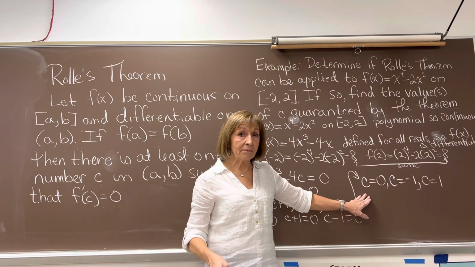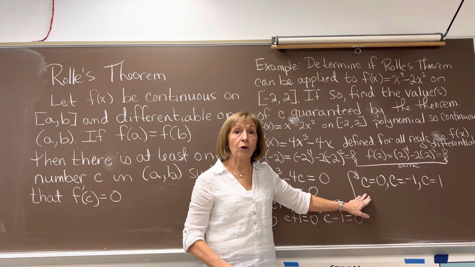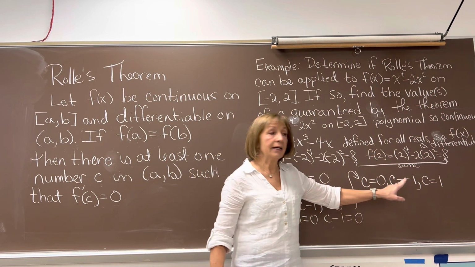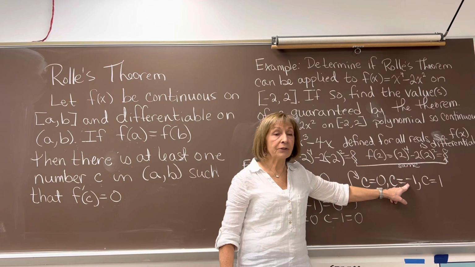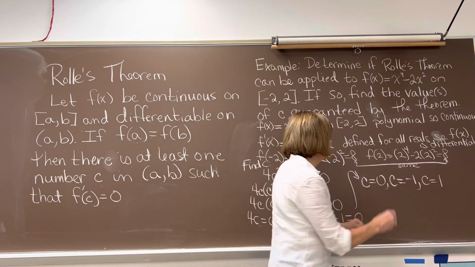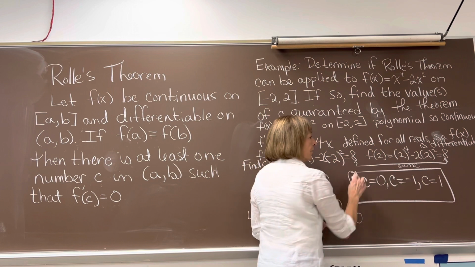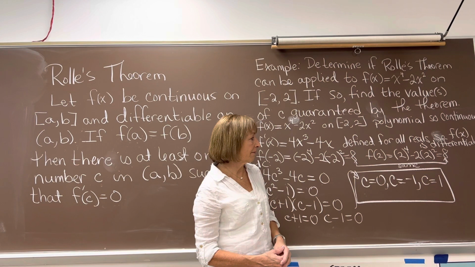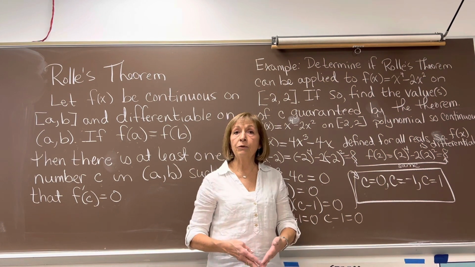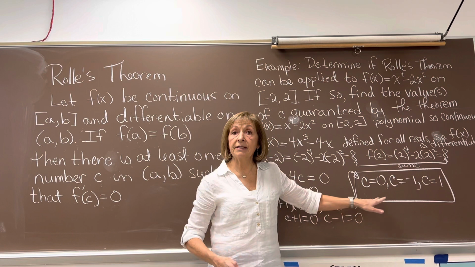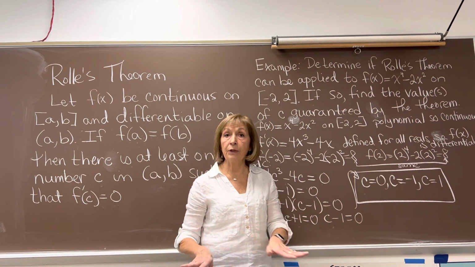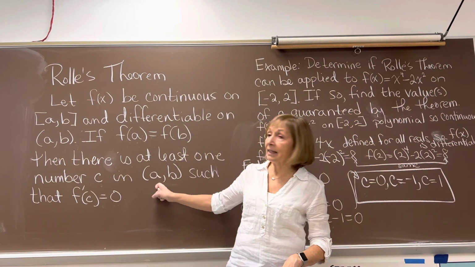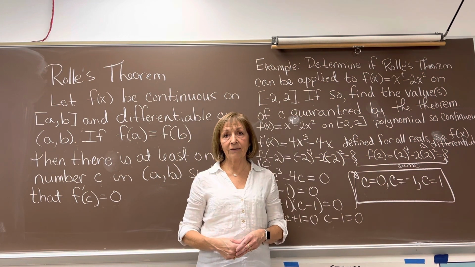As a last thing, I need to make sure I only report the c values that are in the open interval between -2 and 2. 0 is between -2 and 2, -1 is between -2 and 2, and 1 is between -2 and 2. So we will report all three of these values of c. So we've then found the c's guaranteed by the theorem. Now I want to caution you that if you were doing a different question and maybe one of the c's had come out to be either -2 or 2, you wouldn't report those, because it's only the c values in the open interval that we report as the c's guaranteed by the theorem.